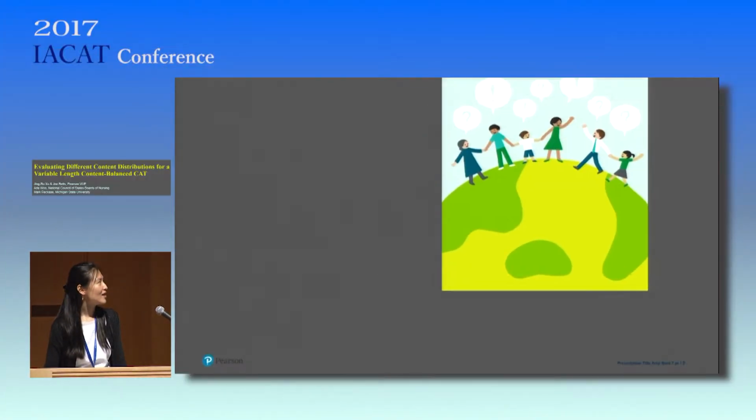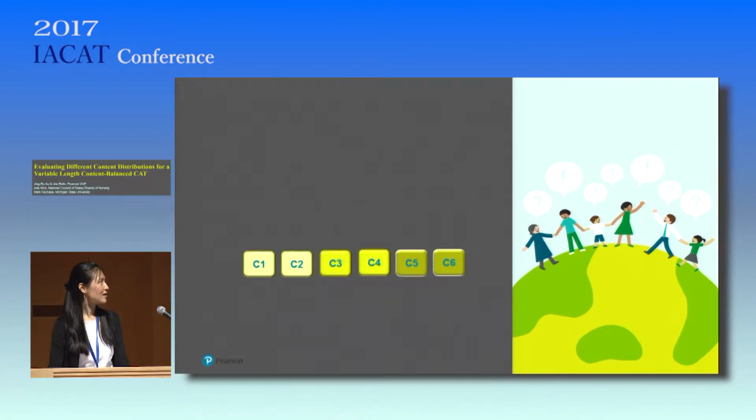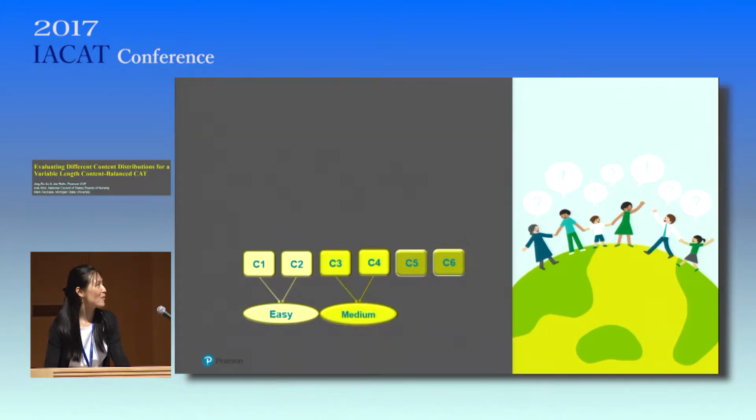So suppose we have a group of examinees. They're very happy to take the CAT. And for this CAT, it's a simulation, a simulated CAT. We have 6 different content areas: 1, 2, 3, 4, 5, 6. The first 2 content areas are a little bit easier. The next 2, 3 and 4, are a little bit more difficult, so we can say they're medium level difficulty content areas. And the last 2 are more difficult, harder content areas.